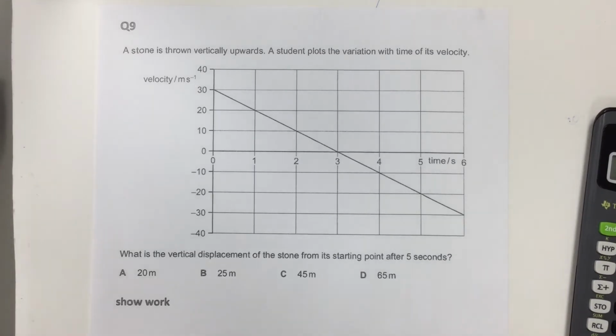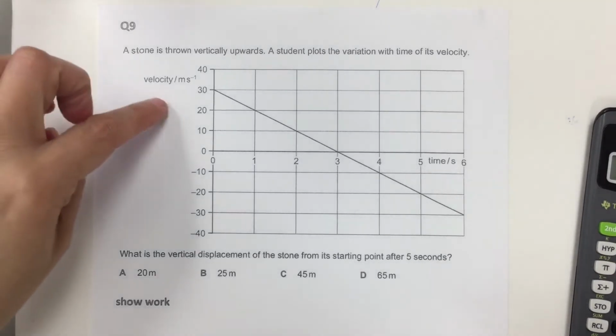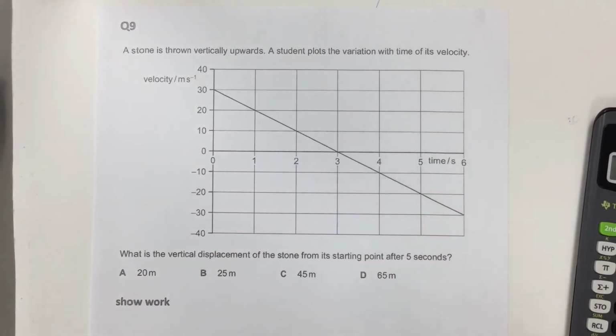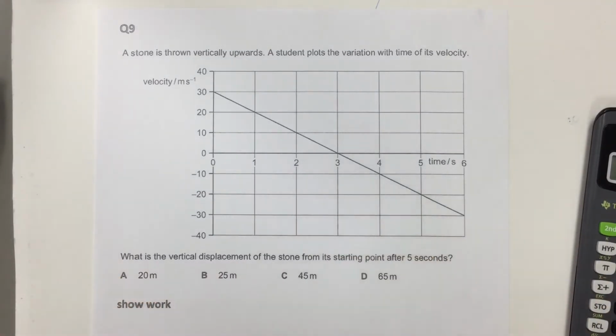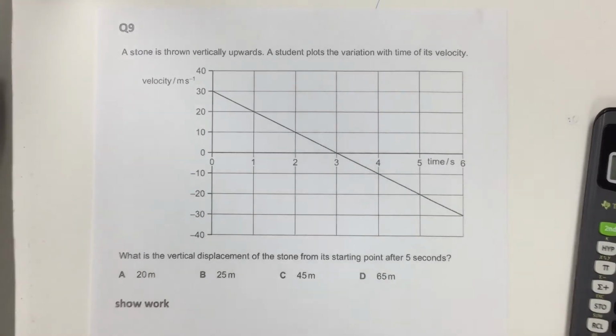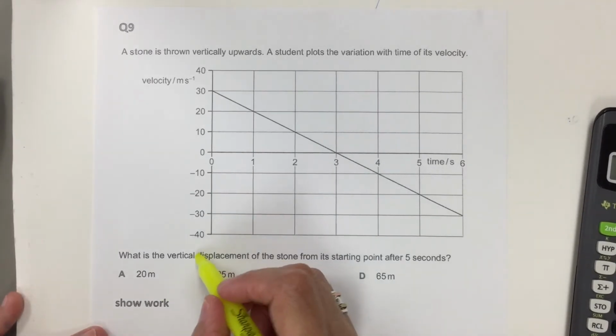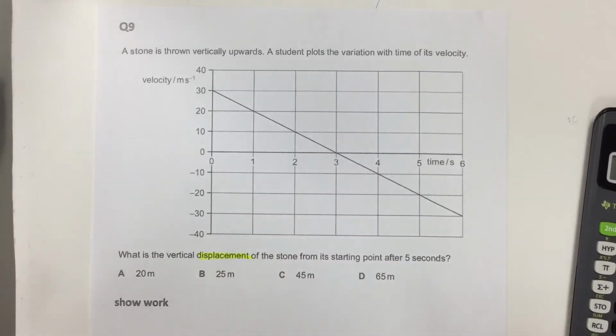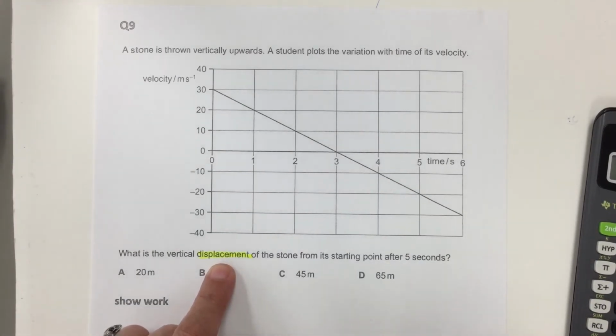Every time you have a velocity-time graph, you can calculate distance or displacement or both using the area under the line graph. Because it's asking for displacement, you need to consider the sign of the area. If it was distance, you would just add all the areas regardless of the sign. But because it's asking for displacement, you need to be careful. So let's see how we're going to do it.